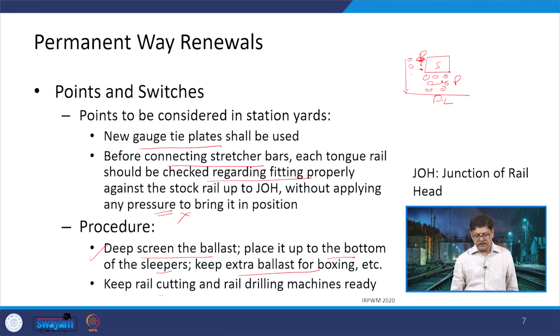Then keep rail cutting and rail drilling machines ready. If there is any section of the rail which has gone bad, in that case it has to be cut and a new rail section has to be placed. We discussed that when we were talking about the various types of fractures or failures of the rail sections. The rail cutting and rail drilling machines should be available at the location where the renewal is going on, so as per the requirement they can be used.